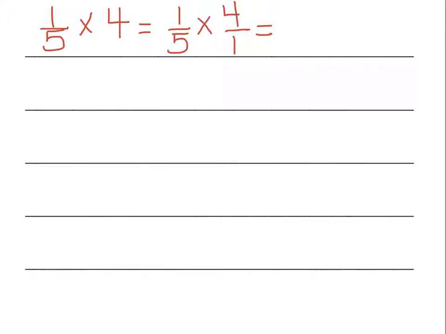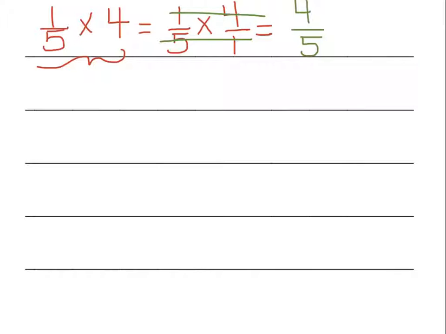It asks for what is 1/5 of 4. Now you may have skipped that step and gone right to 1/5 times 4 over 1. So if you did it this first way, that's fine. Just make sure you convert it so that you've made your whole number a fraction. Next step, 1 times 4 is 4. 5 times 1 is 5.